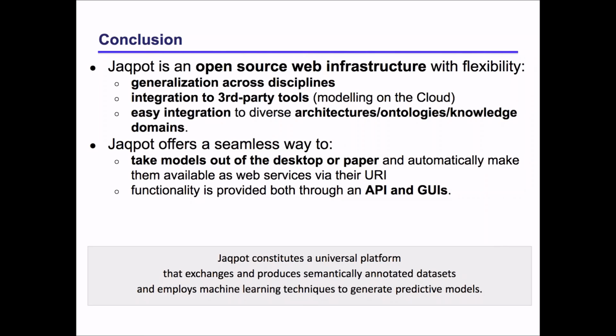It can integrate to third-party tools, so you can do modeling on the cloud. It provides integration to diverse architectures or ontologies or knowledge domains. And it offers you a seamless, easy way to take models out of the desktop or paper, to take them away from the bench and automatically make them available as web services, characterized by a URI. And it gives you functionality both through an API, which means machine accessible by other services, higher level services, or graphical user interfaces, as we saw, which is something that you would be able to communicate to others.